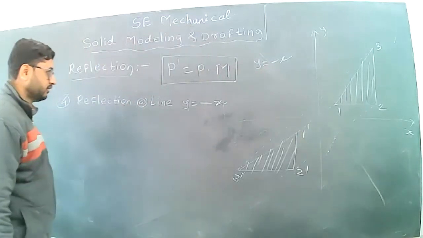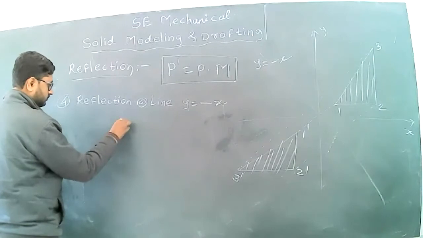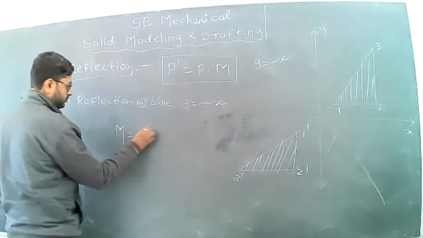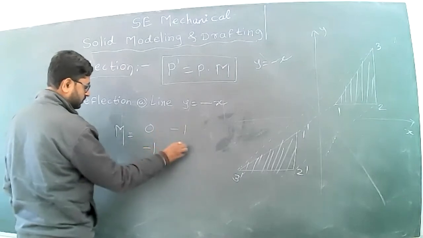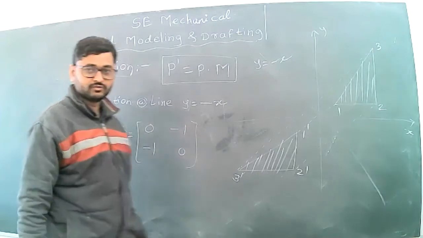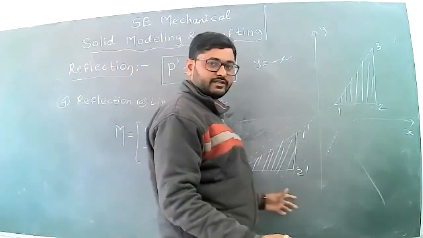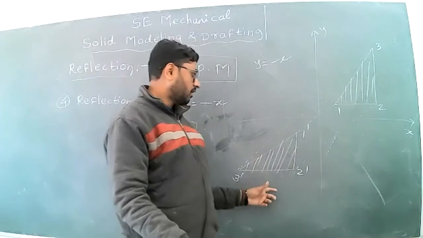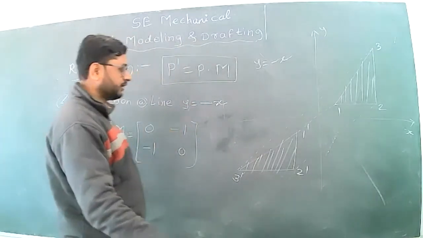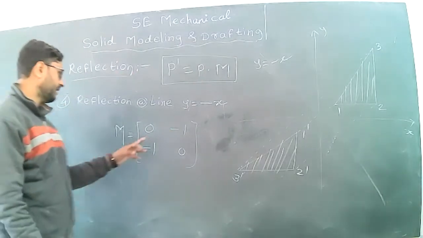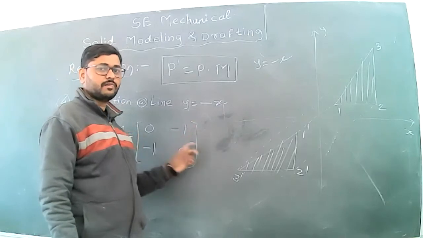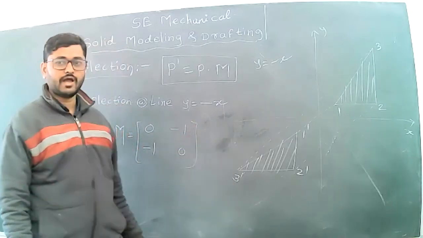And for this particular case, the reflection parameter m is 0, minus 1, minus 1, 0. Why 0, why minus 1? Because this reflected triangle lies in the negative x-axis and negative y-axis. That's why here we consider x as minus 1 and y as minus 1.